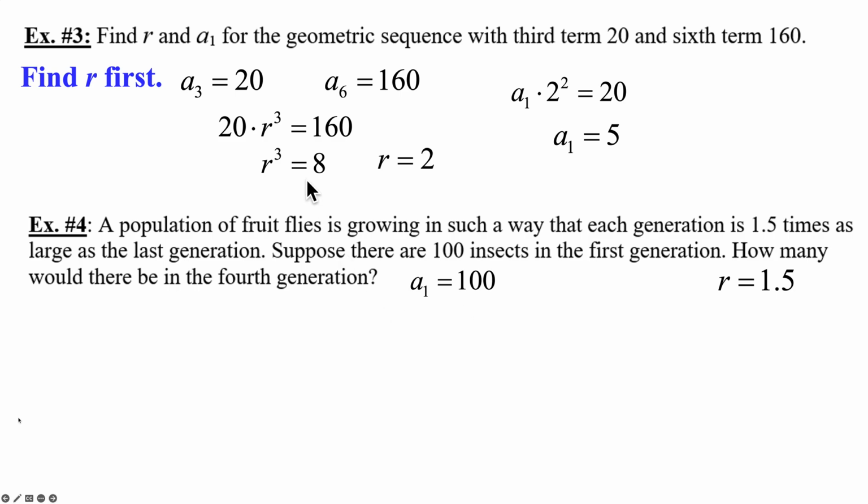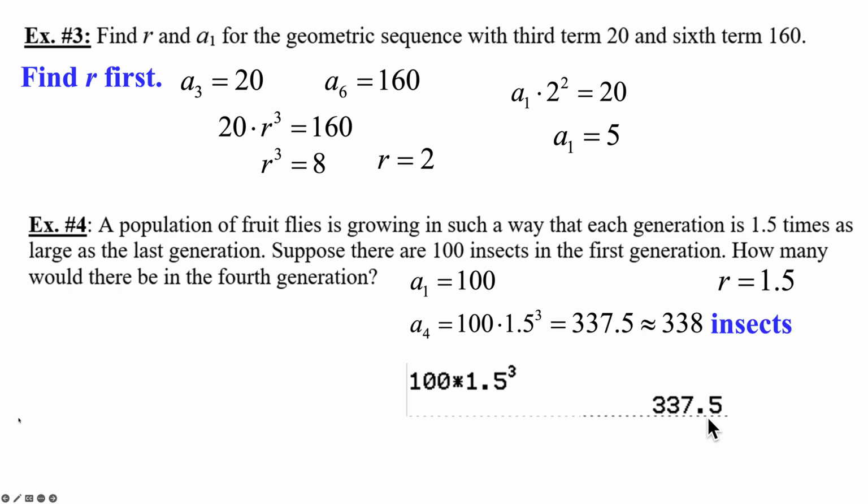So we'll go right to our formula. A sub 4 is equal to the first term times 1.5 to the third power. That's 4 minus 1. And we're going to get 337.5. Well, we can't have half an insect, so we'll round it up to 338.